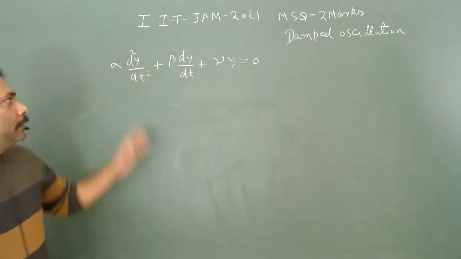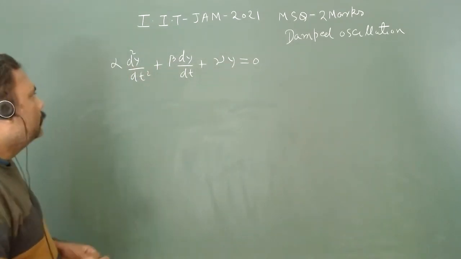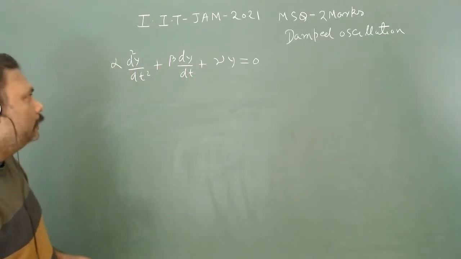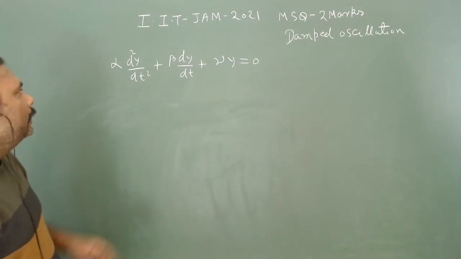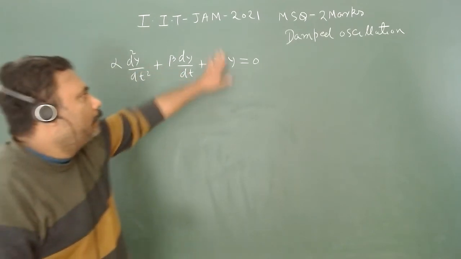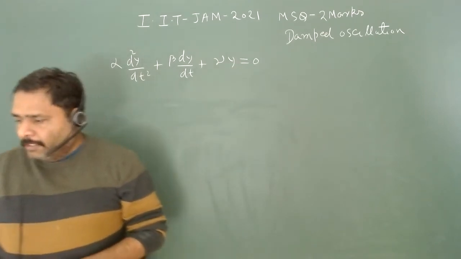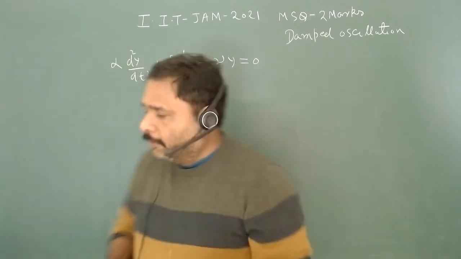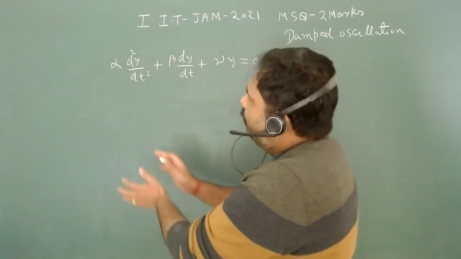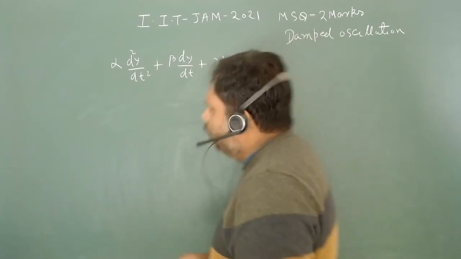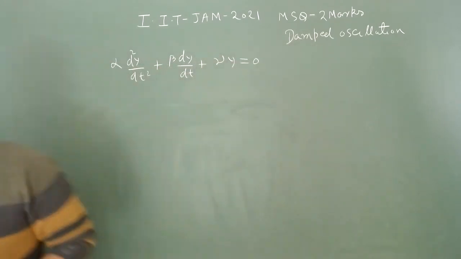So in the problem there is one differential equation given, and it is said that the solution is oscillatory in nature, and it is given that alpha and beta are constant and gamma is going to increase. So what will happen to the damping part as well as the oscillatory part? So let's try to analyze all this concept.